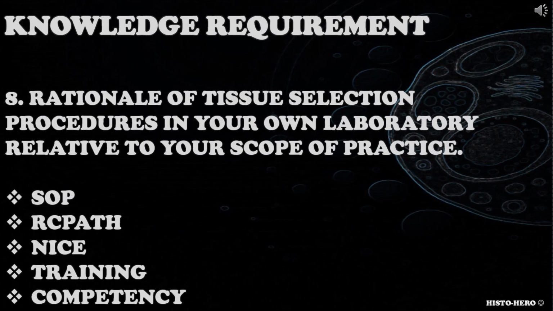The eighth knowledge requirement is for you to understand the rationale of tissue selection procedures in your laboratory, relative to your scope of practice. What tissue selection procedures do you perform? What is the rationale of this procedure? How do you know you are selecting the right tissue for histological analysis? Consider SOPs, RC Path guidelines, or NICE guidelines, training and competency assessments. Try to use specific examples from your own practice.